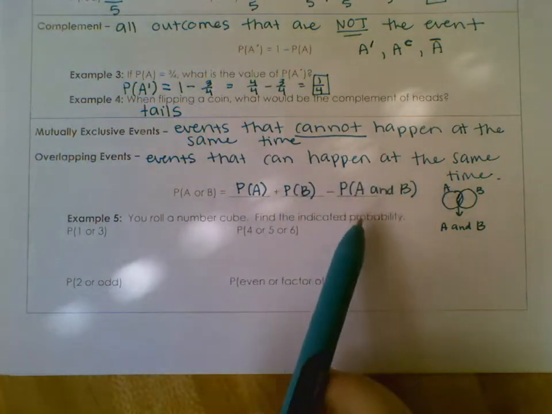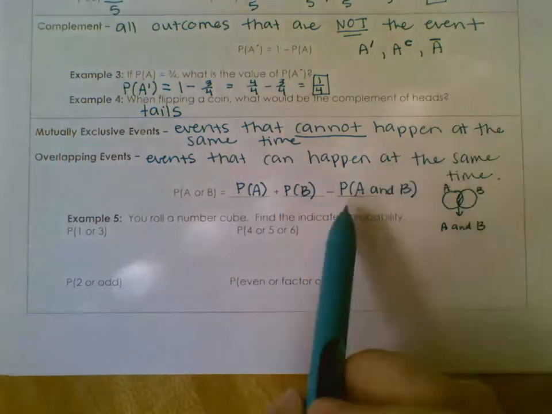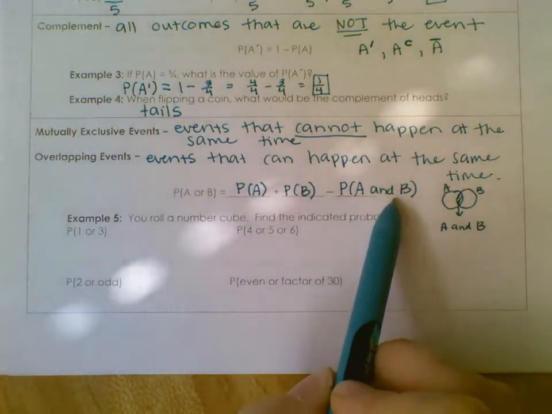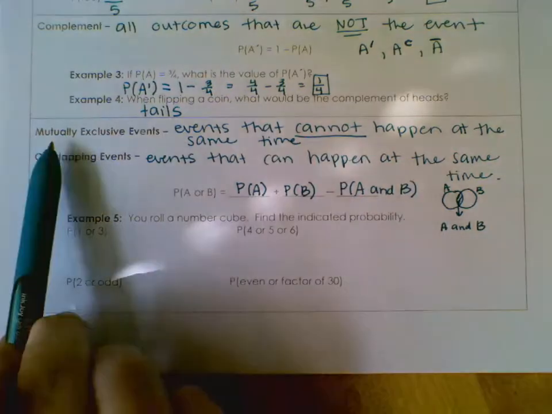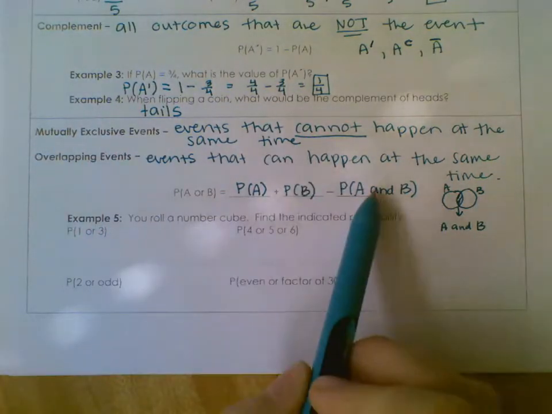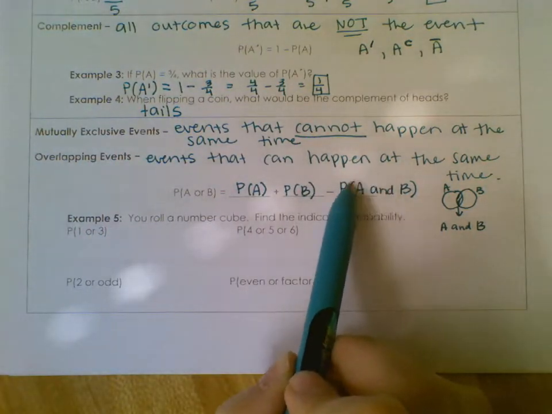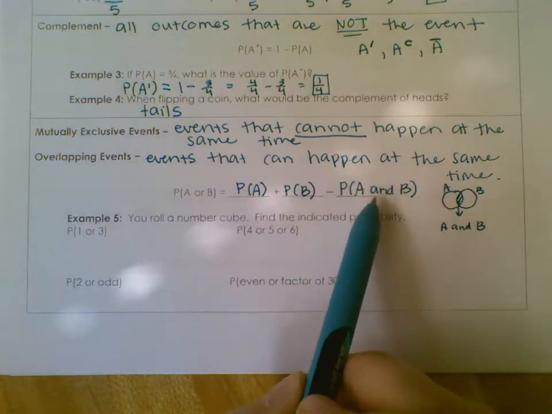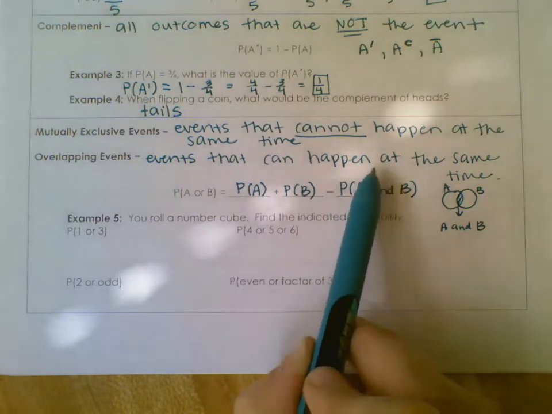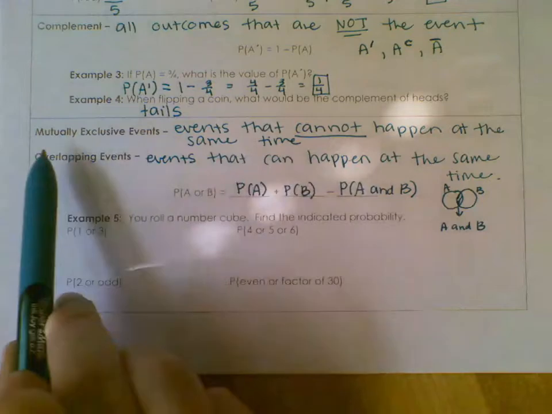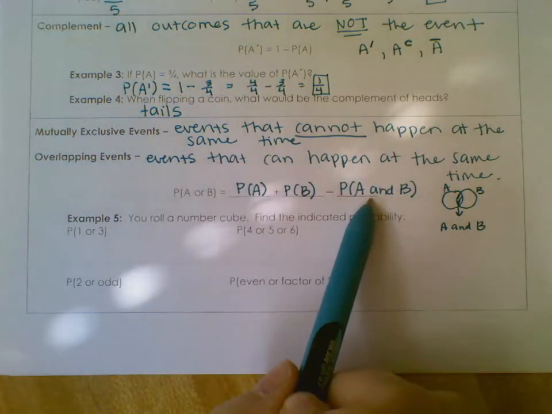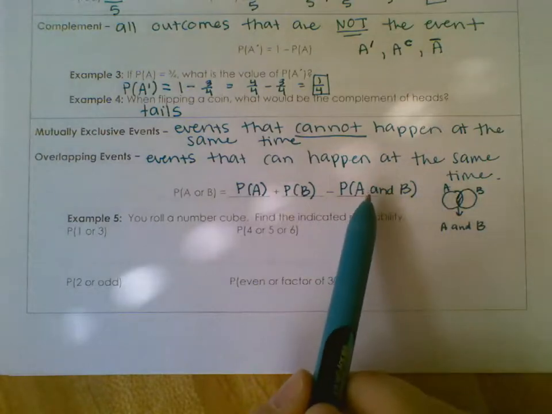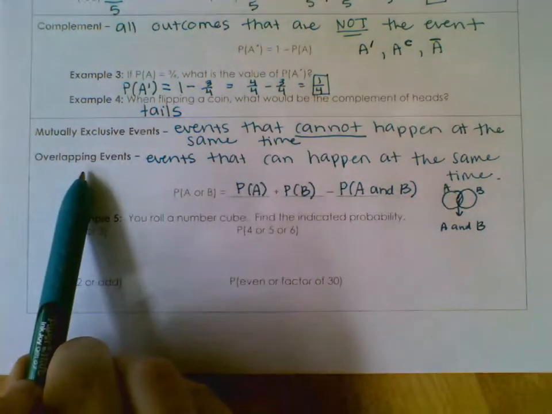So a lot of times your overlap is going to be 0, which means that there is no probability of A and B, there is no overlap. And in that case, that means that you would have mutually exclusive events. If that probability is 0, there is no overlap. That means that these cannot happen at the same time, which means these are mutually exclusive events. If you do have a probability here, if there is overlap and you do have a probability for A and B happening at the same time, then these are overlapping events.